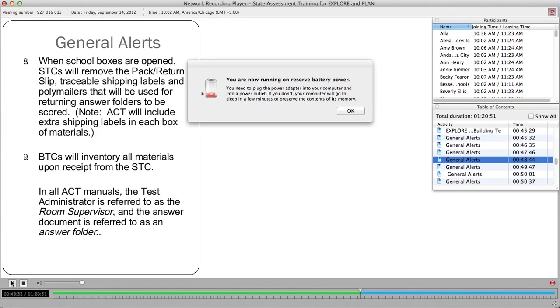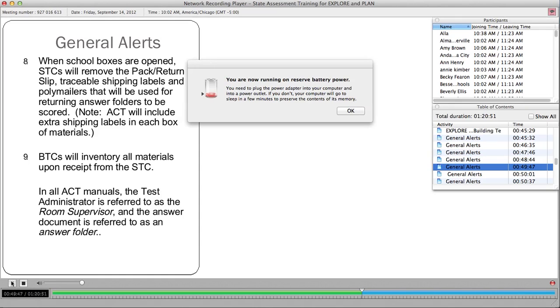And again, don't forget, and I'm constantly forgetting, that in all of ACT's manuals, the test administrator is referred to as the room supervisor, and the answer document is referred to as an answer folder.